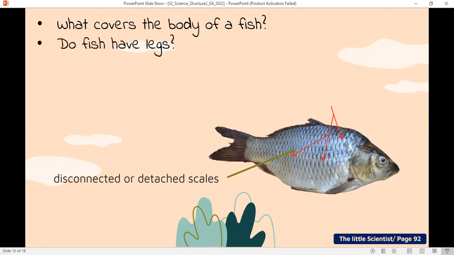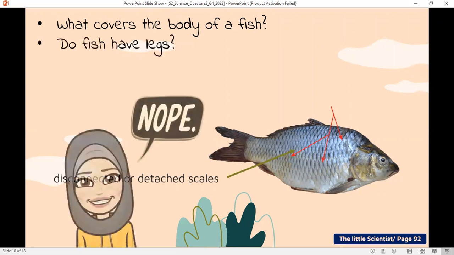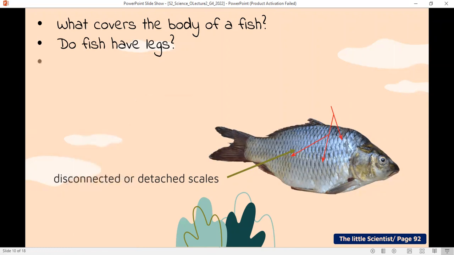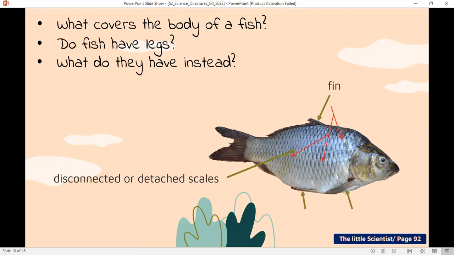Do fish have legs or arms? No, they don't. What do they have instead? They have fins. This is a fin, and those are fins too. We can also see another fin right here, okay? Here is another fin, and this is a fin. This is also a fin. And this is a fin.